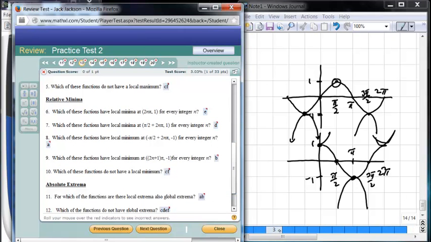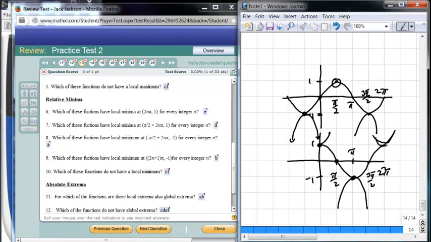How about minima? Which one of these has a minimum at 2n pi, multiples of 2 pi, and at 1, comma 1? So multiples of 2 pi at 1, that would be like right here. Which one has a minimum there? Well, this one, which is secant. Which happens to have a local minimum at pi over 2 plus shifts. So pi over 2 comma 1, that would be right here. And it needs to be a minimum, so the one that has a minimum there is cosecant.